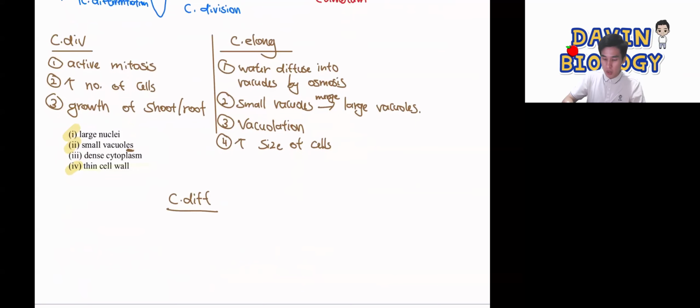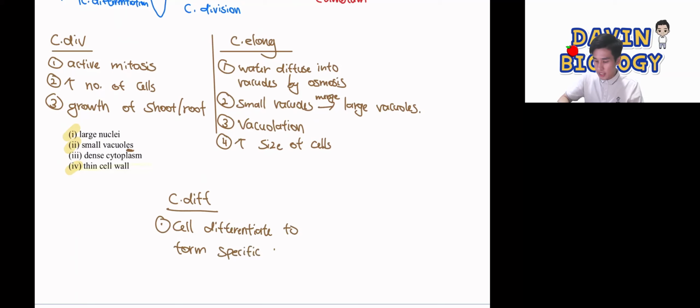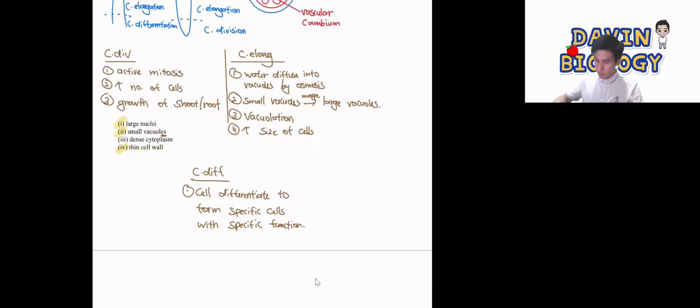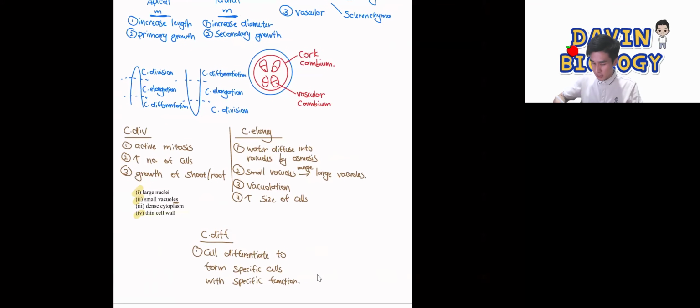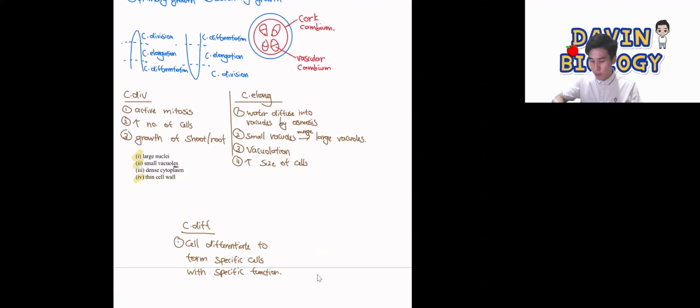So very simple, this one, you just have to say the cells will then differentiate to form specific cells with specific function. So this is basically primary growth.